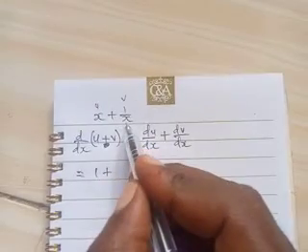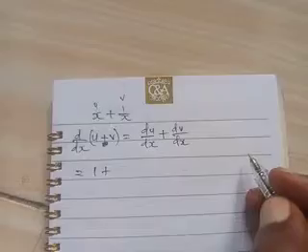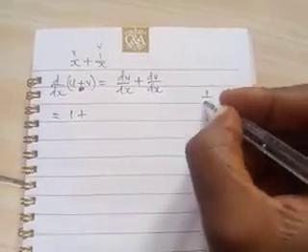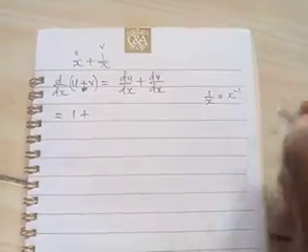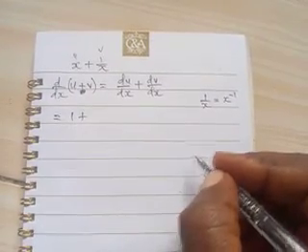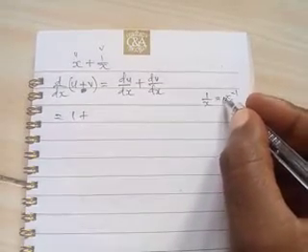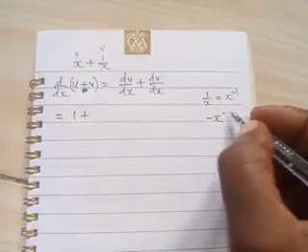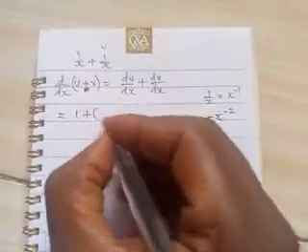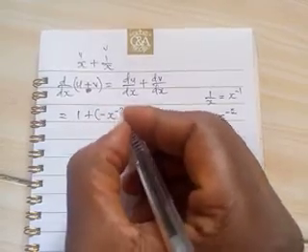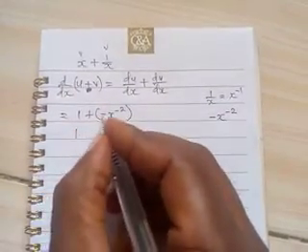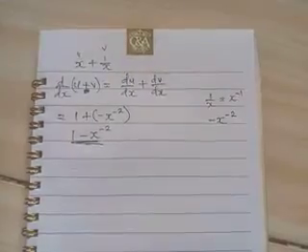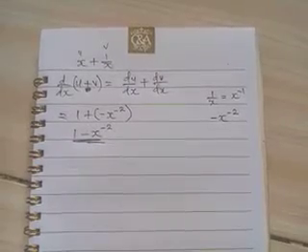If I differentiate 1 over x, remember 1 over x is the same thing as saying x raised to power minus 1. So minus 1 times 1 gives you minus x. Minus 1 gives you minus 2. So here what we have is minus x raised to power minus 2. So 1 plus minus gives you 1 minus x raised to power minus 2. So this is the answer for that. Let's do one more before we go.